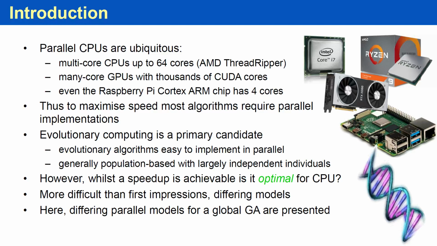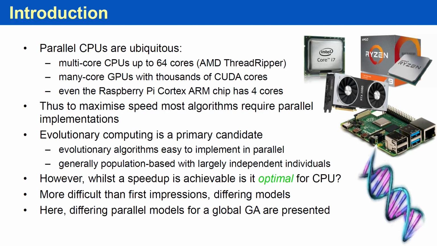And evolutionary computing is a primary candidate for speeding things up, mainly because it's very easy to implement in parallel. They're population based, and the individuals, the population members, are largely independent with only a small amount of dependency between them, with crossover copying different individuals.